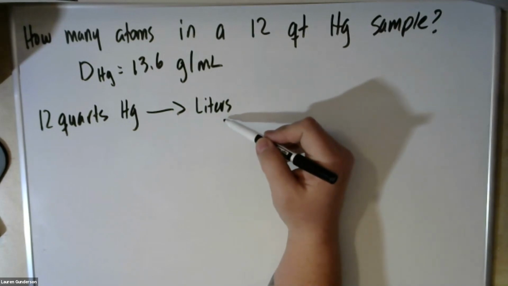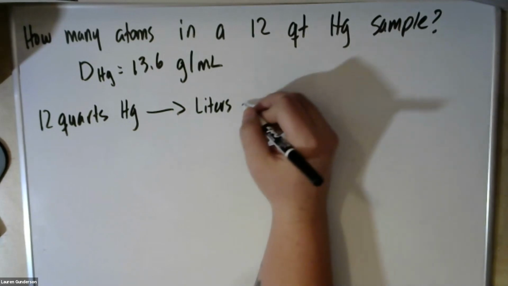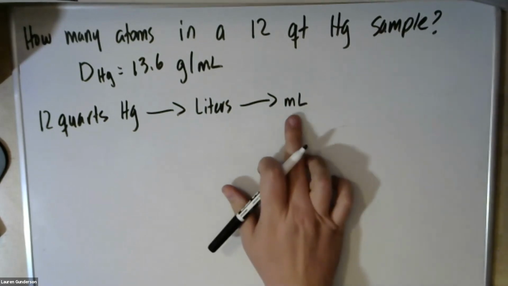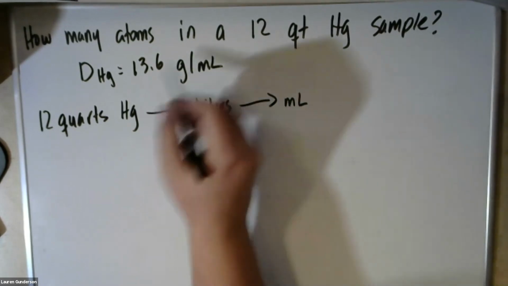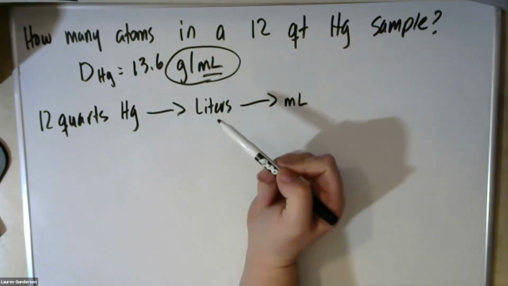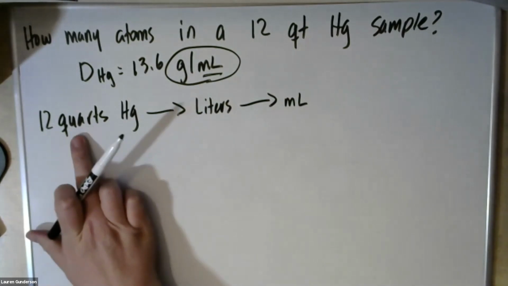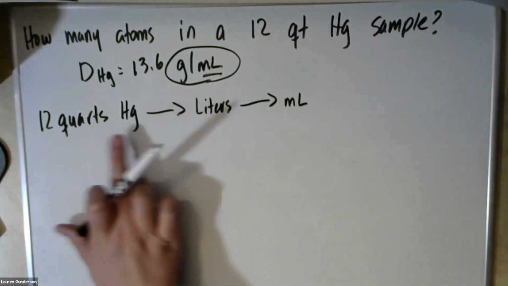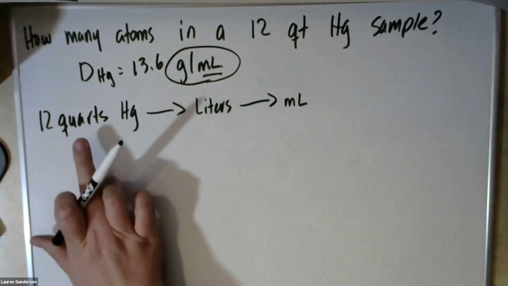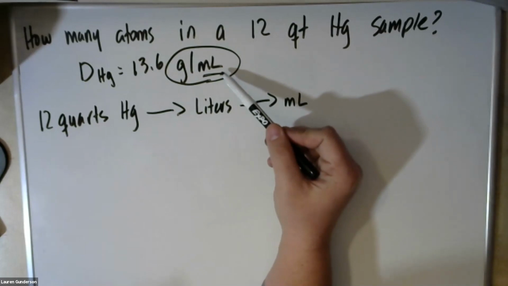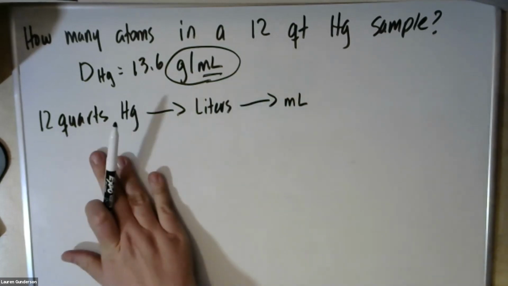Once you have a volume in terms of liters, now you can convert it into milliliters. This is important because your density is in terms of grams per milliliter. As long as the volume unit you attach to your sample is the same volume unit that's in your density, you'll be able to use your density to convert from volume into mass.